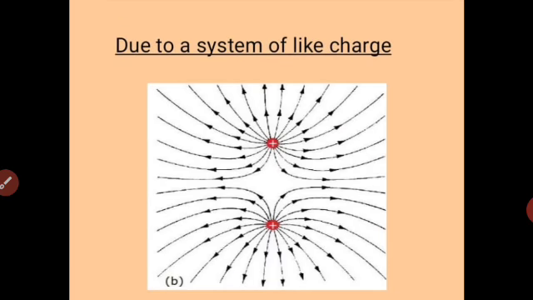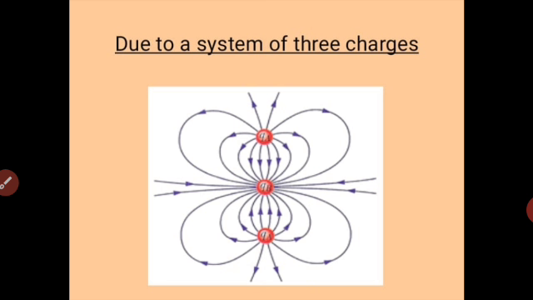What happens when we have like charges? Here we have two positive charges kept and we see that the field lines are radiating outwards, but they are also curved. Field lines can never cross each other, they will bend and they will take this form.